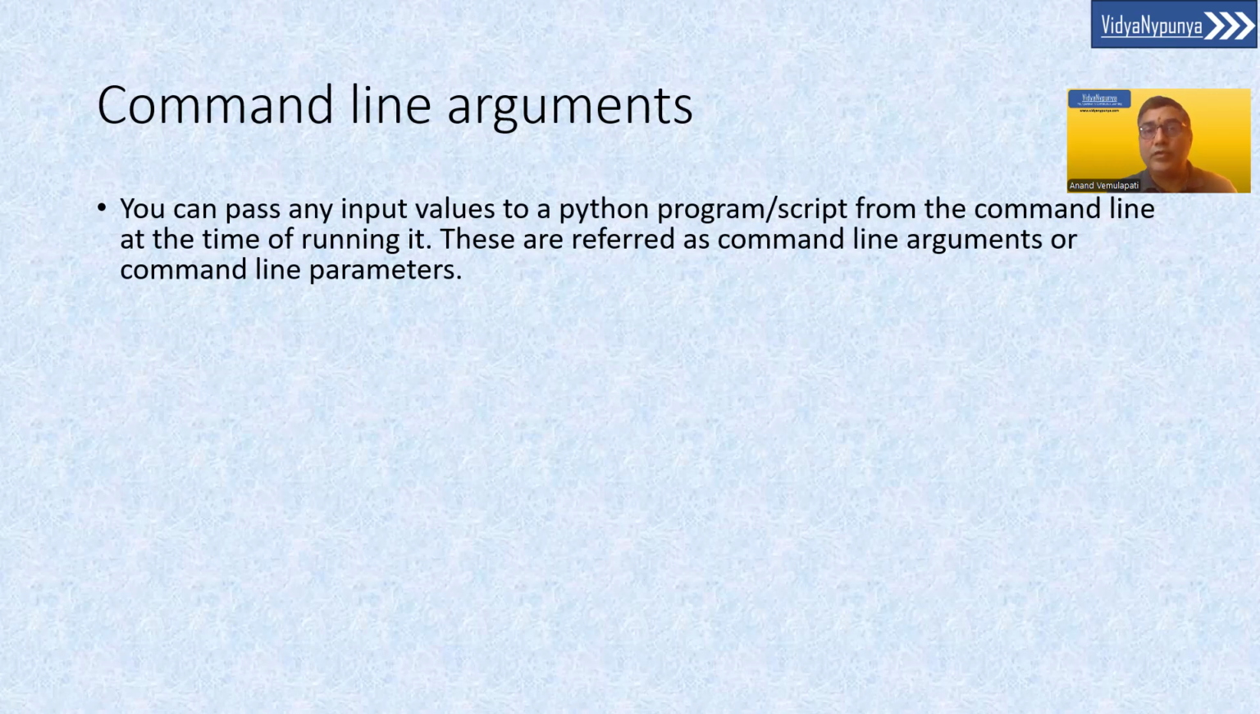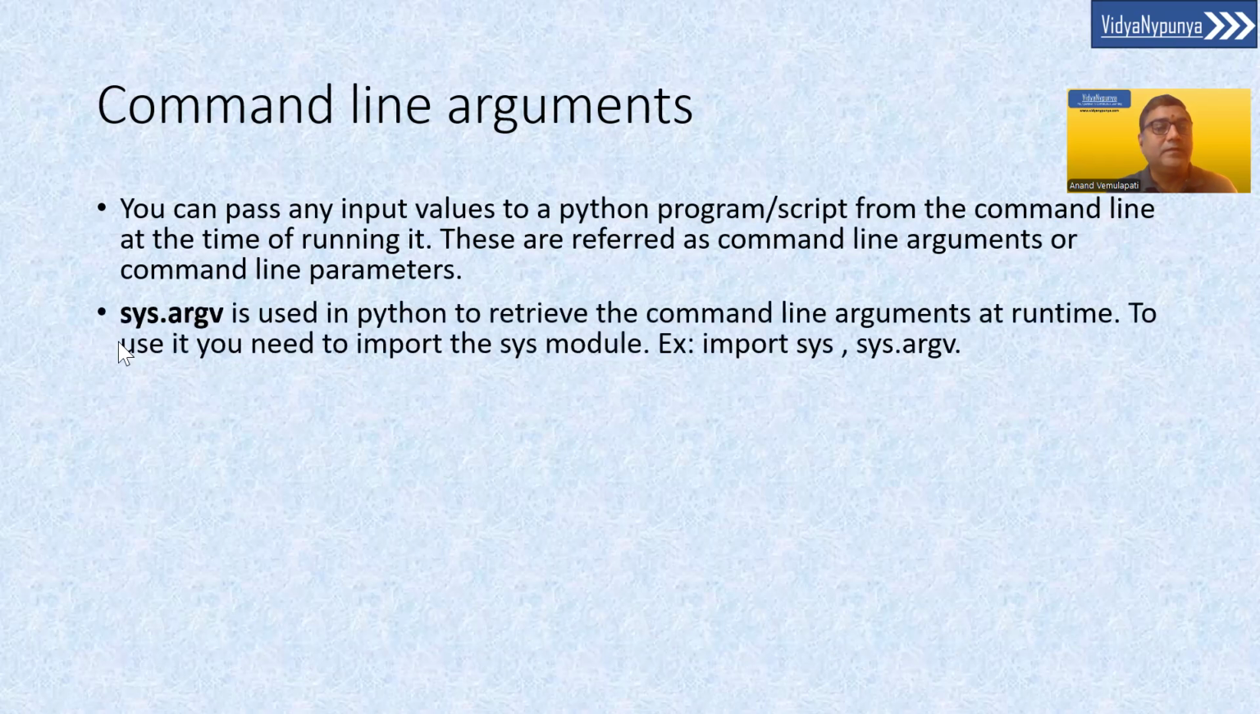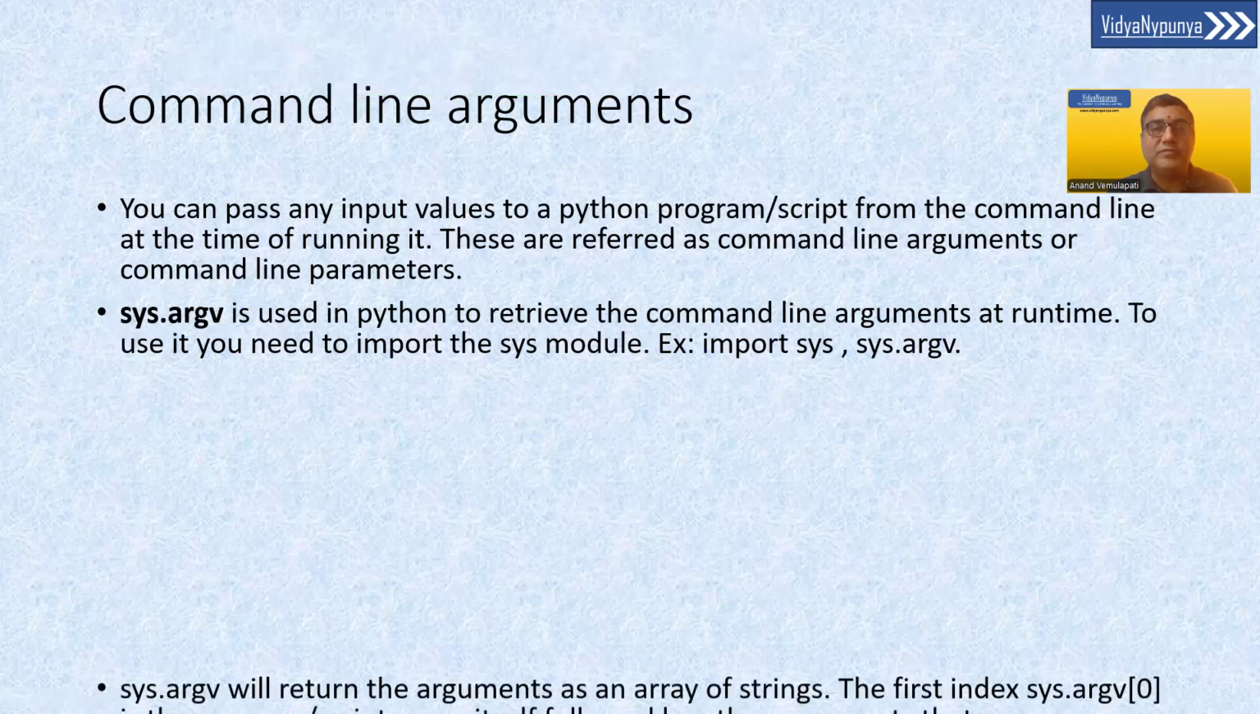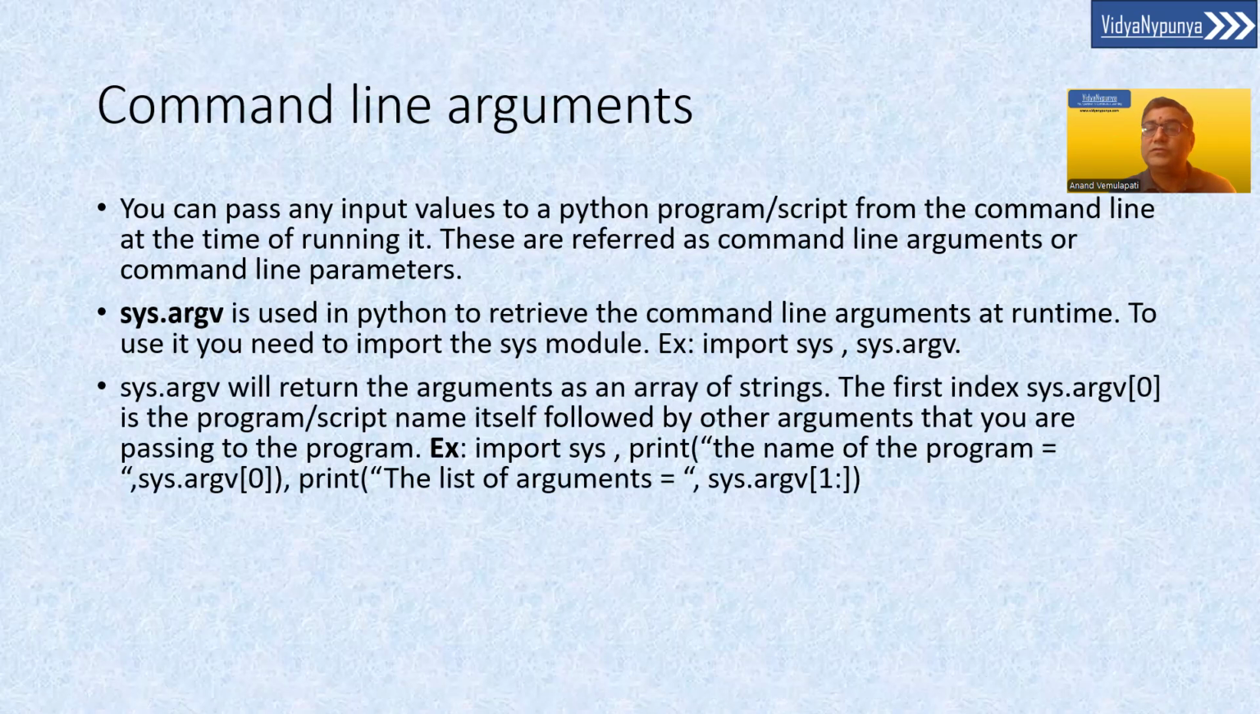There are two options available in Python to implement command line arguments. The first one is sys.argv. There is a module called sys. You can just import sys, and then call sys.argv, which is going to give the list of all the command line arguments that you pass to the program. Since it is a list, you start from zero. To access individual values, you can just do sys.argv of zero, for example.